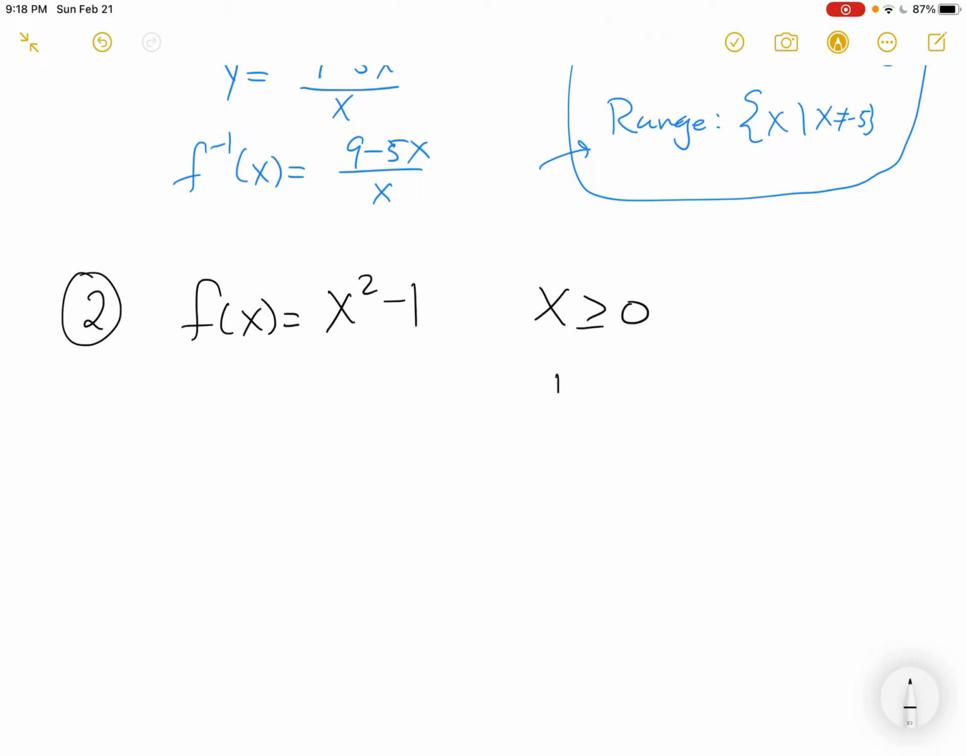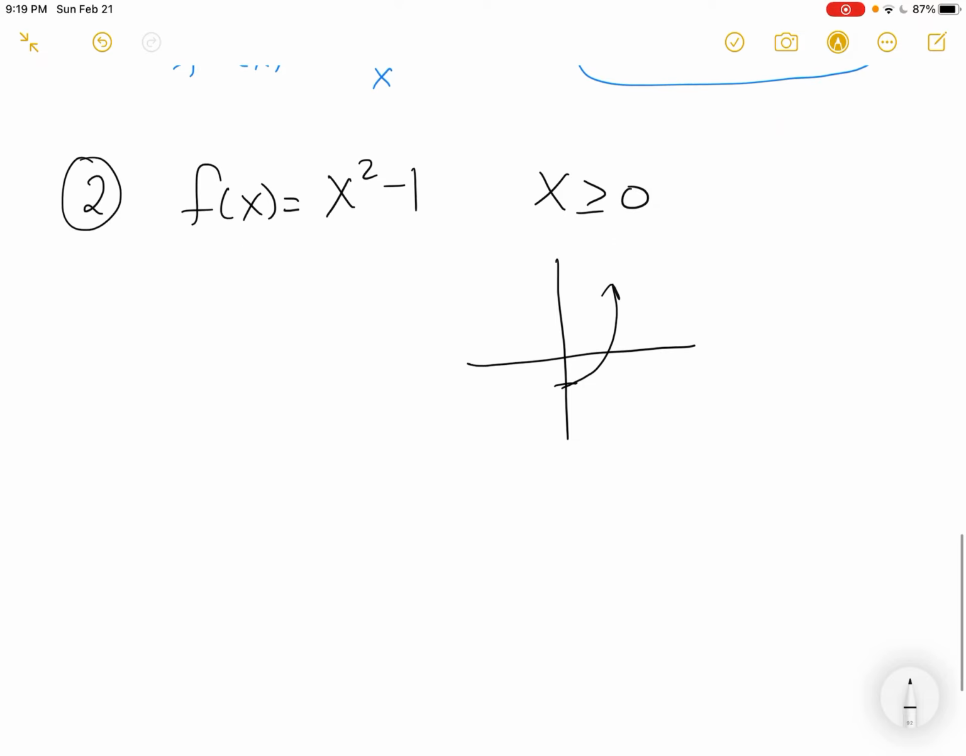Well, what does that look like? Well, you know about this from an earlier chapter. This is the regular parabola shifted down 1 unit, and you're only looking at the positive half. Only looking at x being greater than 0. You're not even getting that left-hand side. That's totally 1 to 1. We can find its inverse. Okay, so let's go find its inverse.